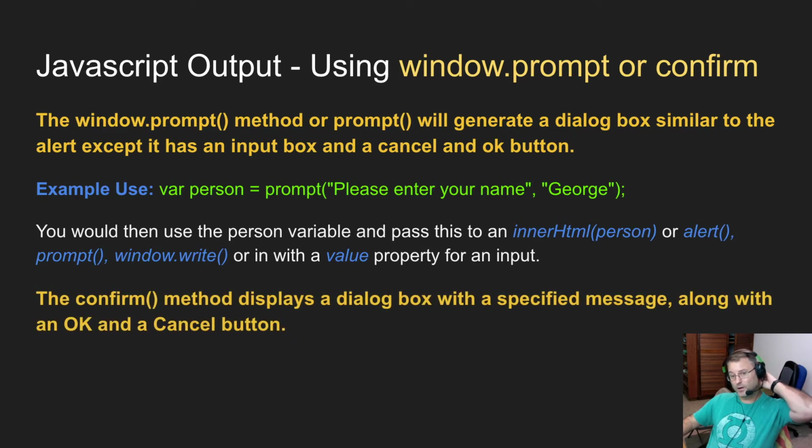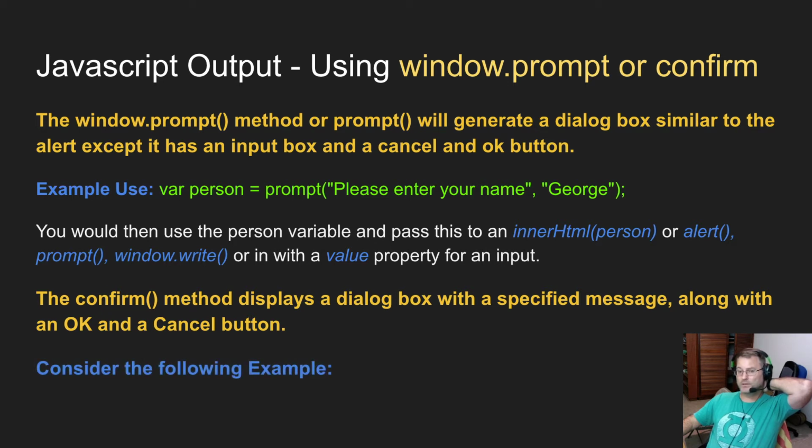The confirm method, this is very similar to the dialog, but what this does is it asks a question. You're asking a question of the user, and they need to say okay or cancel to the question that you're asking. And the value that this produces is Boolean, okay?